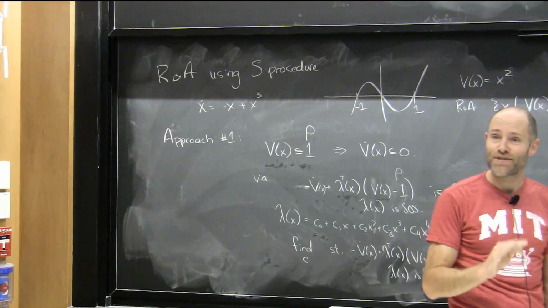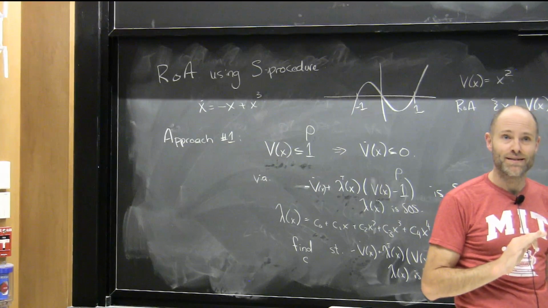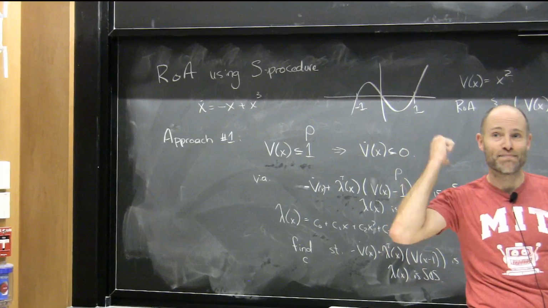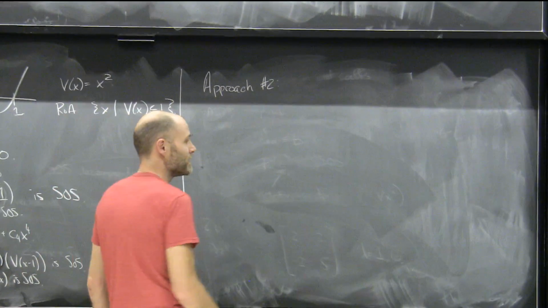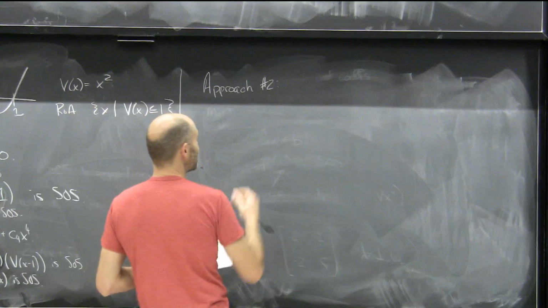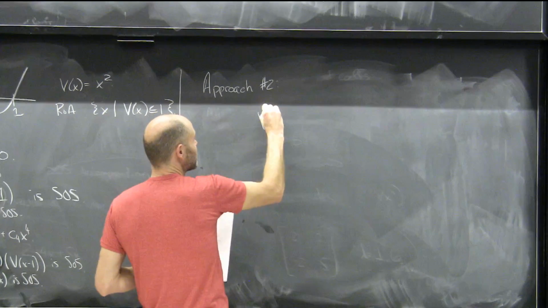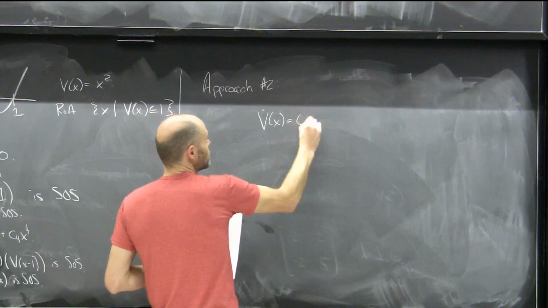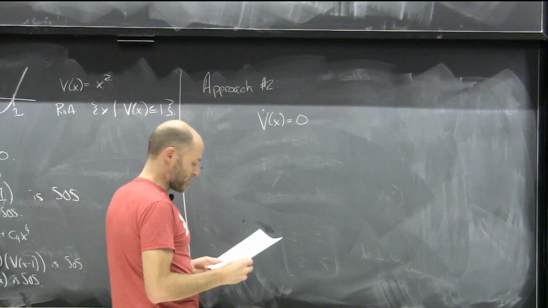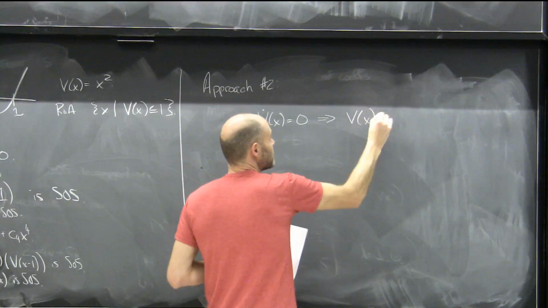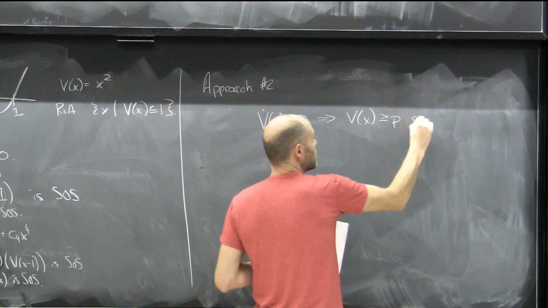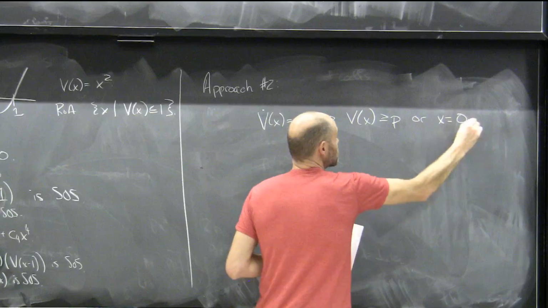Here's a similar set of conditions, which is also sufficient and happens to be better if you want to search for the level set at the same time, okay? I can say that if v dot of x equals 0, that implies that v of x is greater than or equal to rho, or x equals 0.